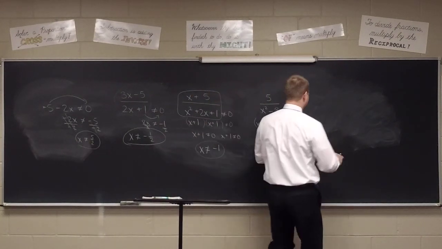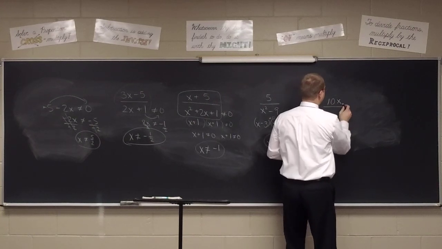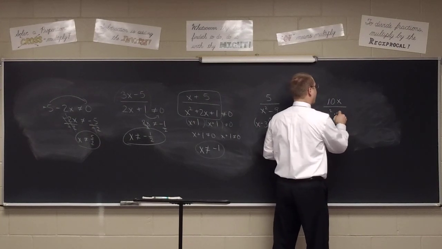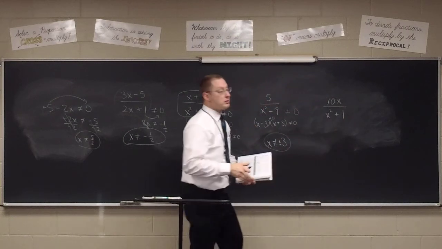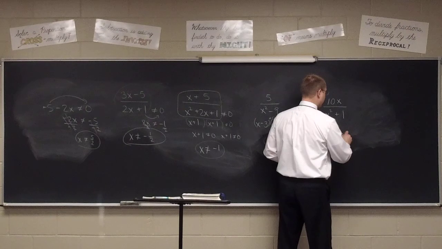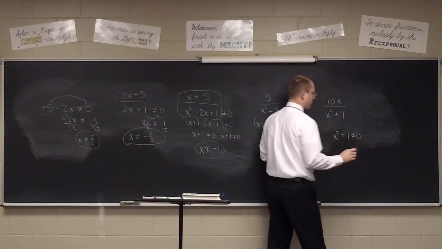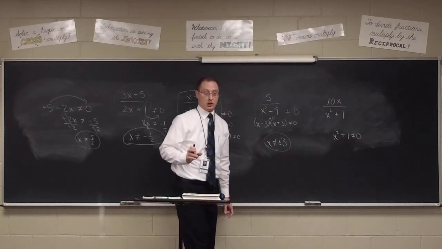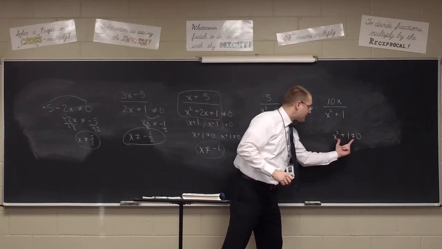Now number 19, this is kind of interesting. We got a 10x over an x squared positive 1. And so what we would need to do here, right, is to set it unequal to 0. So do that with me. We'll say x squared plus 1 cannot equal 0. And then we would need to factor. But what is this expression, anyone?